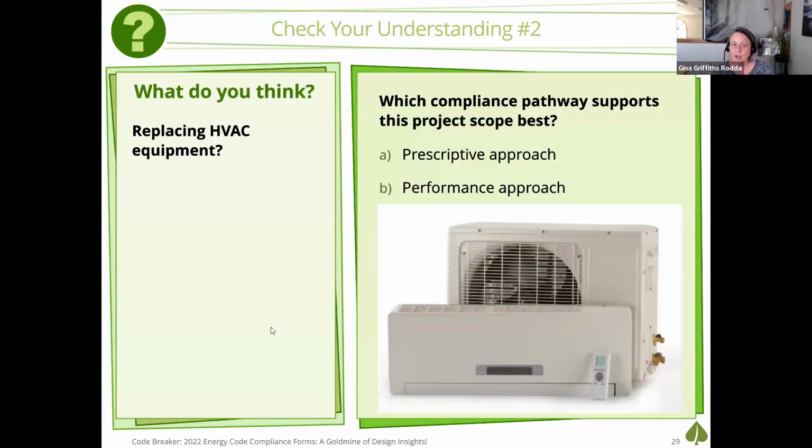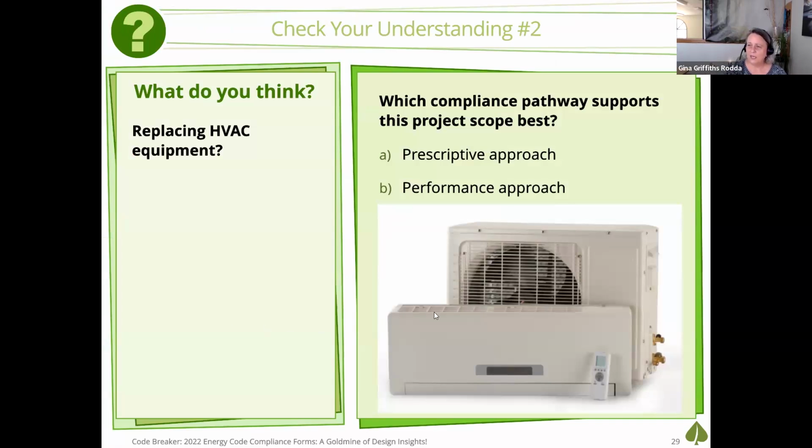So I have a question for you guys. I am replacing an HVAC piece of equipment. What do you think, which pathway supports this project scope? What makes the most sense when we consider the impact of our compliance pathway? Should we consider the prescriptive approach, or do we want to look holistically at the entire building and use the performance approach? Tell me in the chat, what do you think, A or B, for replacing HVAC equipment?